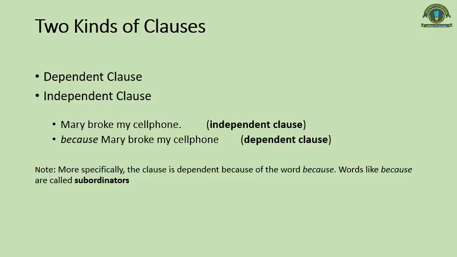Mary broke my cell phone. It's an independent clause. Second, because Mary broke my cell phone, it's a dependent clause. The second clause has a subject and a verb, Mary broke, but it can't stand on its own. It depends on another clause to give it meaning.